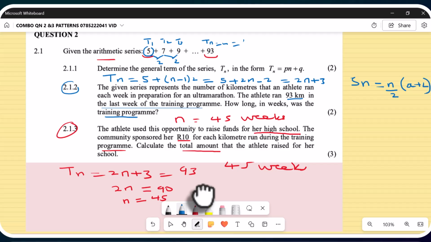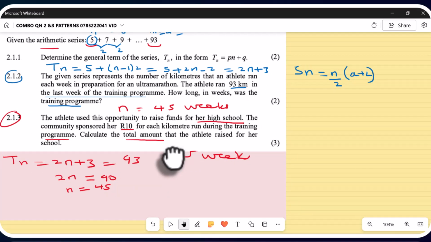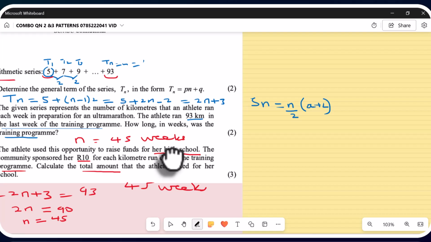So 2 squared is 4, so it's going to be 4 to the power 11. That's our answer here. Then they say calculate the sum to infinity of 1 over Tn. Let's find out here.